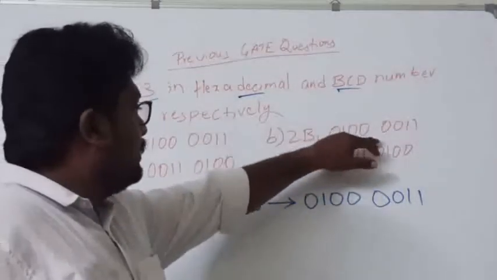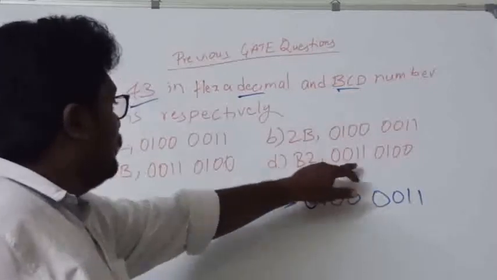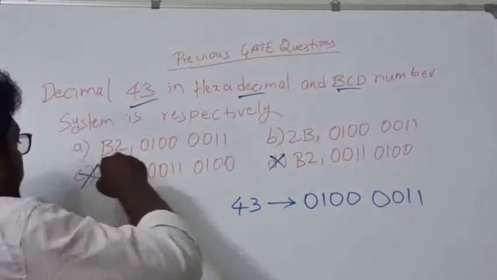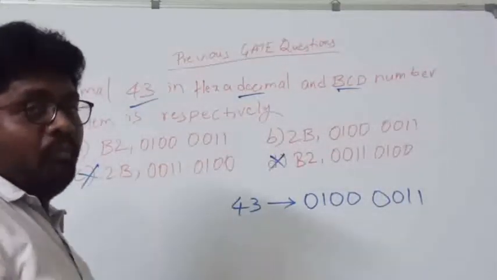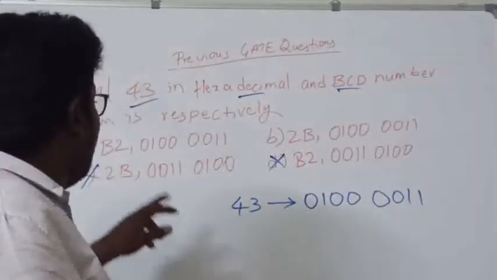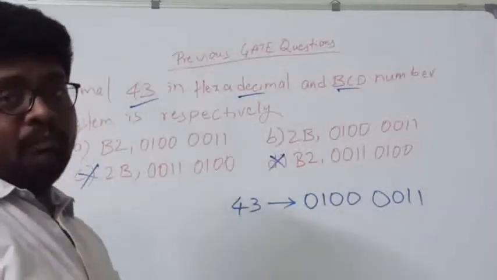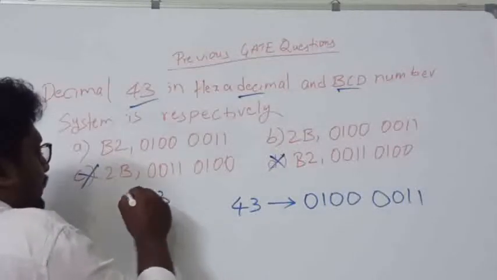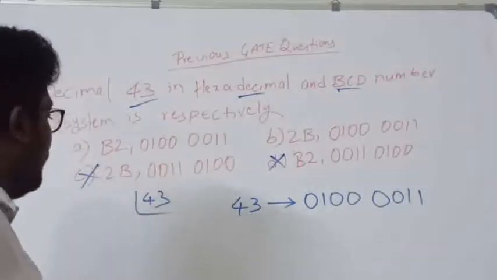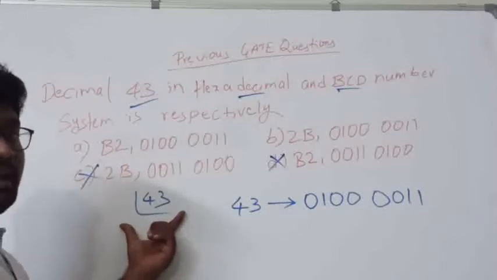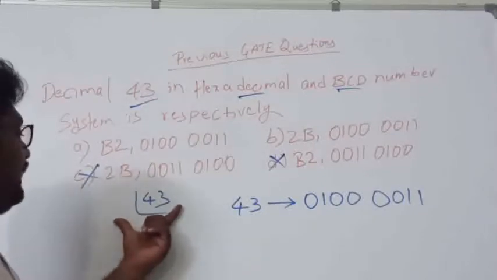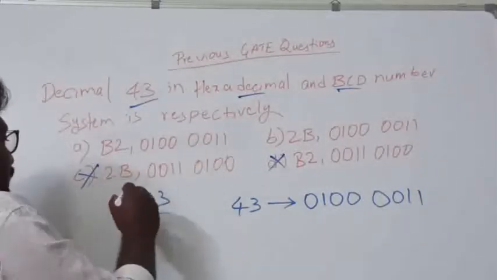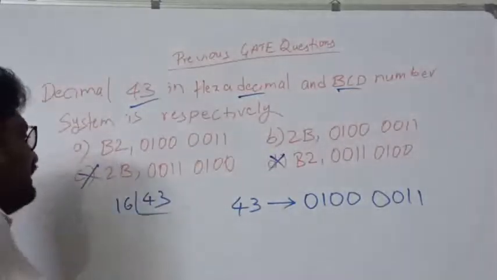See the options: 01000011. So options C and D must be eliminated, and the answer might be option A or option B. Now convert this 43 to hexadecimal. To convert any decimal number to the hexadecimal number, we need to perform successive division with the base. The base for hexadecimal number is 16.